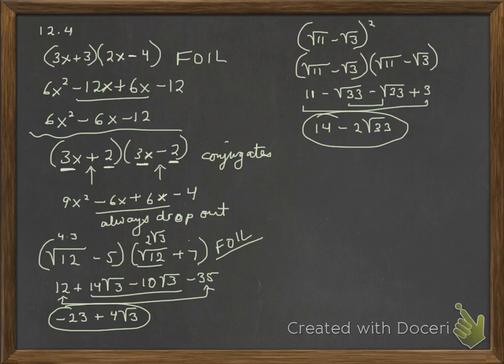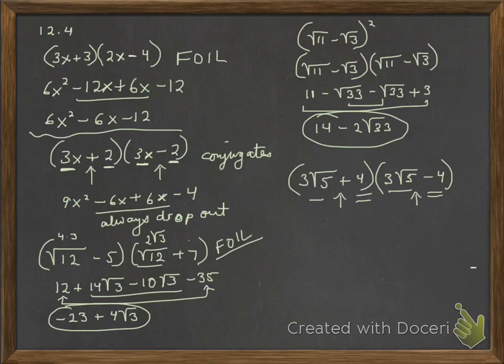Let's do our third example. Well, this is nice. What would I call these? When the first term and the second term are the same, and all you change is the sign, we have conjugates. What's true of conjugates when they're FOILed? The middle terms drop out. So I'm just going to pay attention to the first terms. 3 times 3 is 9, and square root of 5 times the square root of 5 is 5, minus the last terms. 4 times 4 is 16. So this will be 45 minus 16, and that's going to be 29. So that was nice and easy.